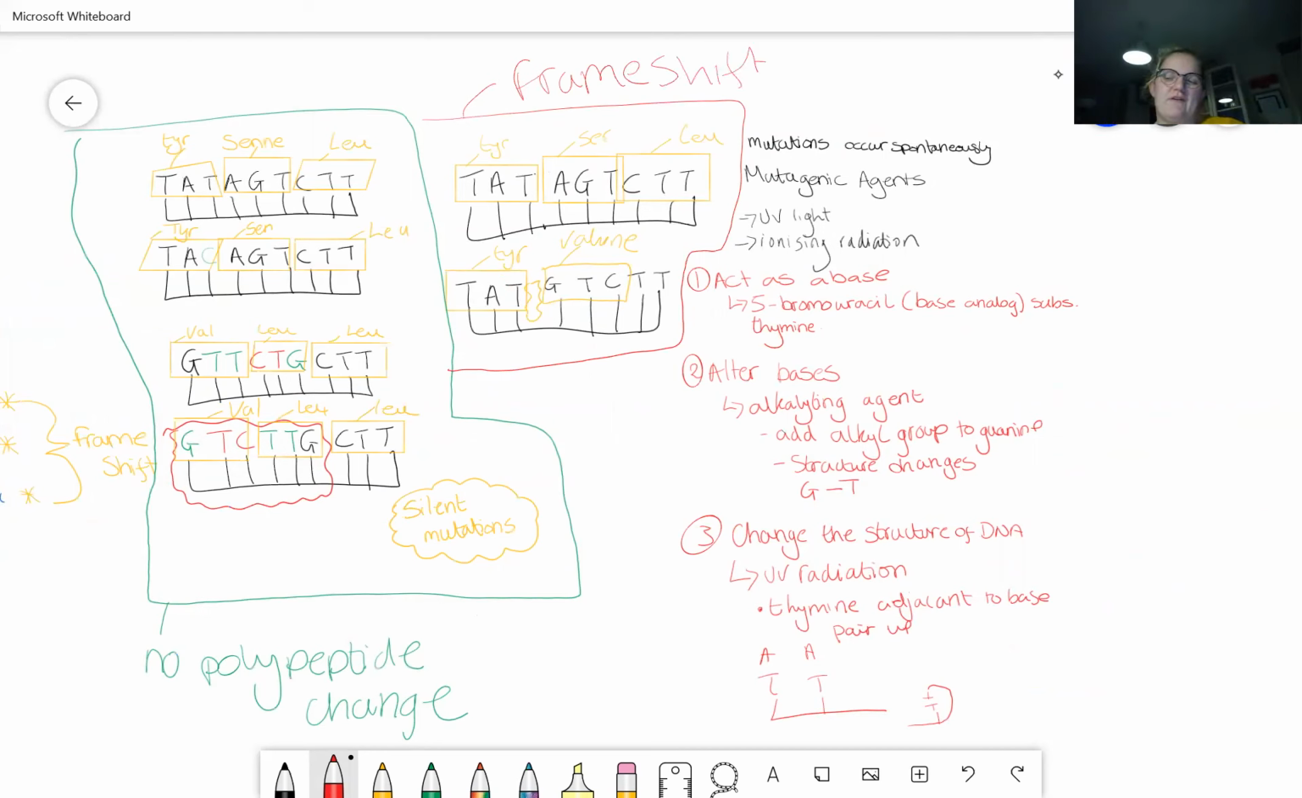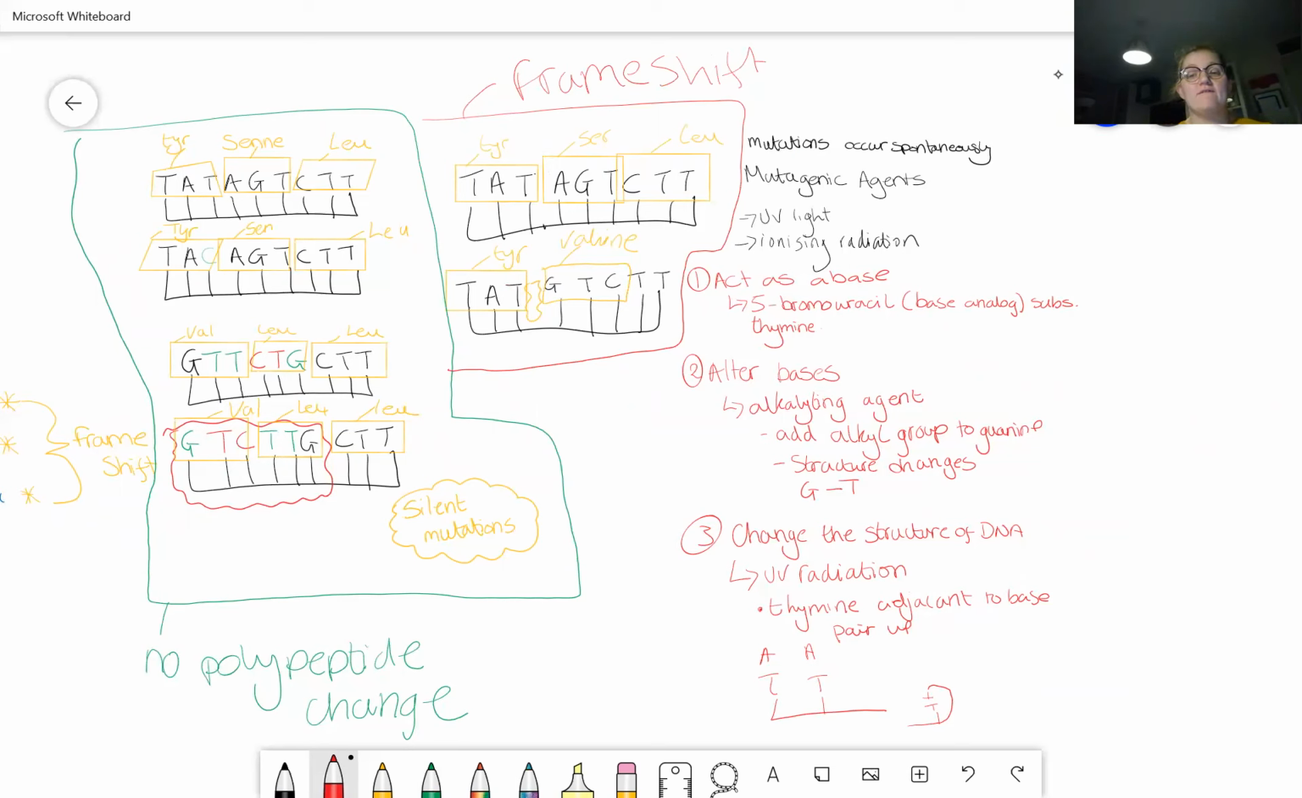Mutations occur spontaneously, but things such as mutagenic agents can increase the rate of mutation. Things such as UV light, UV radiation, and ionizing radiation do this as they can act as a base and substitute. 5-bromouracil is a base analog, and that can substitute for thymine. Mutagenic agents can also alter bases. They can be an alkylating agent, which adds an alkyl group to guanine, and that causes the structure of guanine to change, so guanine then base pairs with T rather than C.